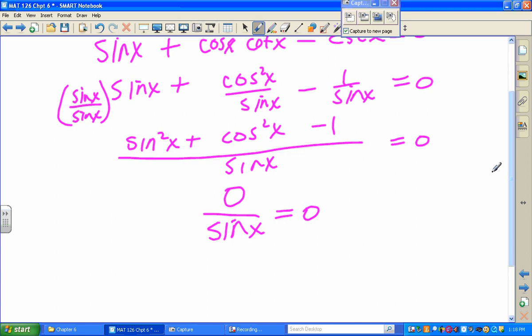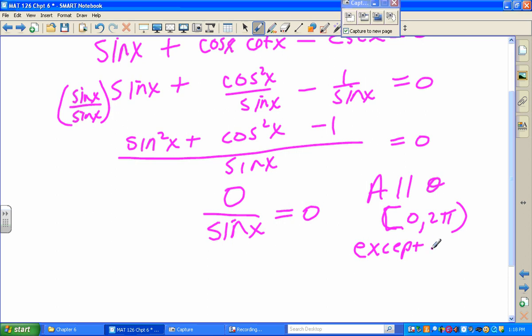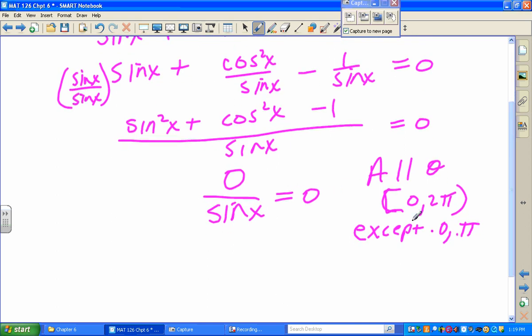No solution. Au contraire, mon frère. It's all theta between 0 and 2 pi except 0 and pi, right? Sine can't equal 0. Can it? No, it can't. The sine can't equal 0, it's on the bottom, because sine of pi is 0. 0 divided by 0 isn't 0.